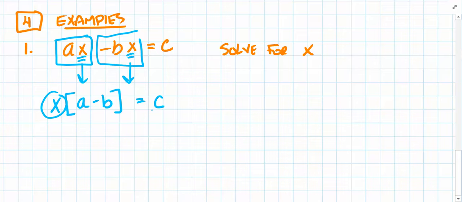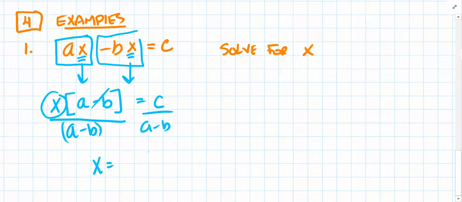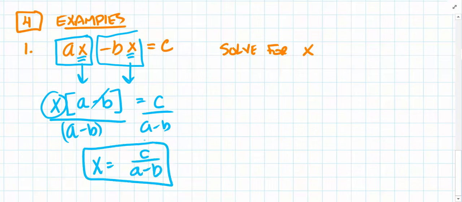Okay, if I want to solve for x, what would I do? You can just shout it out. Divide by a minus b. We would just divide by the quantity of a minus b. Good. Both sides. So I'll get this: x is equal to c divided by a minus b. And notice my literal equation has now been solved for x.